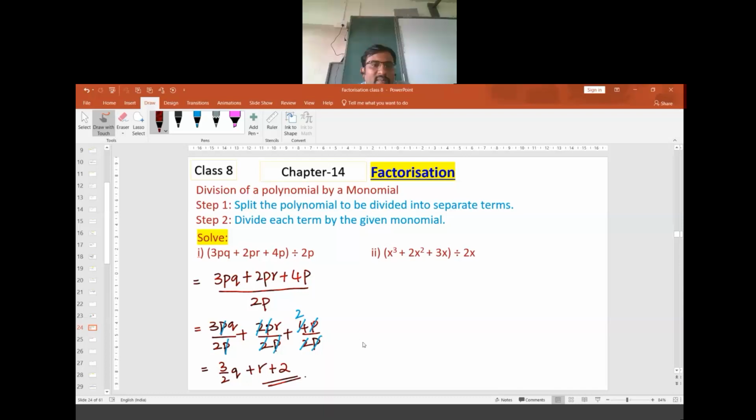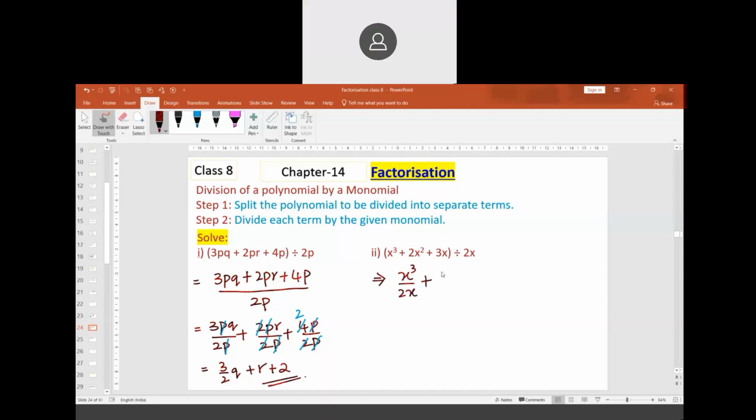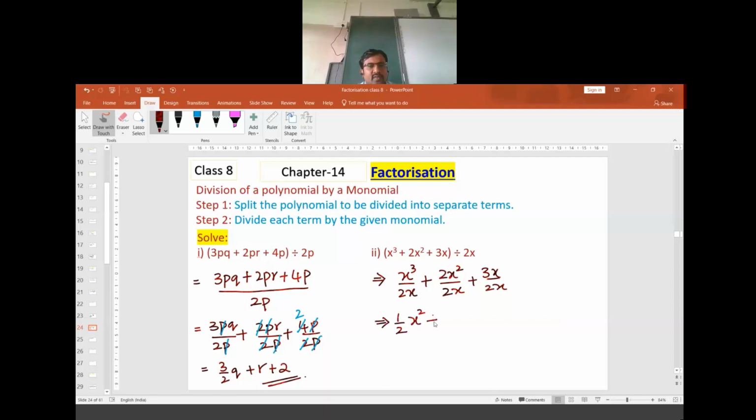Understood? So dividing a polynomial by a monomial, we separate that and we divide. In this, if we do it, it is x cube by 2x plus 2x square by 2x plus 3x by 2x. I will write this as 1 by 2 x square plus x plus 3 by 2.